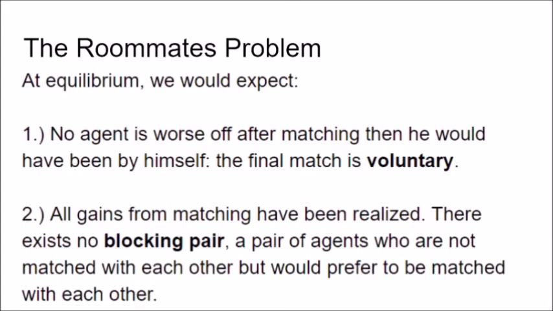The second thing we would expect at equilibrium is that all gains from matching have been fully realized. What this means, practically speaking, is that there is no blocking pair. A blocking pair is a pair of agents who are not matched with each other, but would prefer to match with each other. If there are two agents who are not matched, but would prefer to be matched, that means gains from matching have not been fully realized.